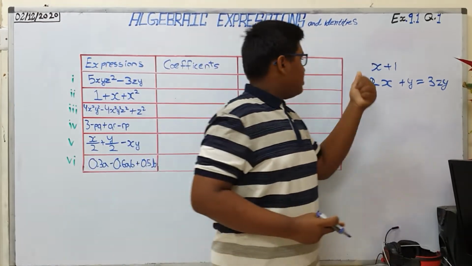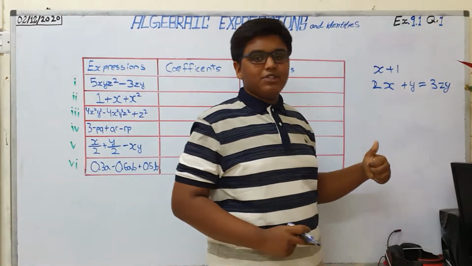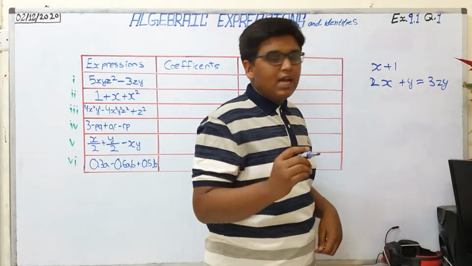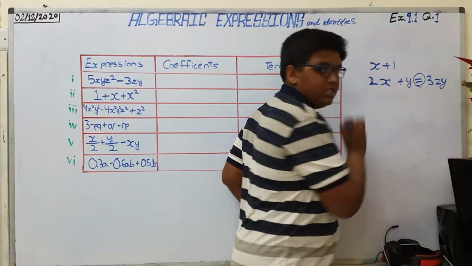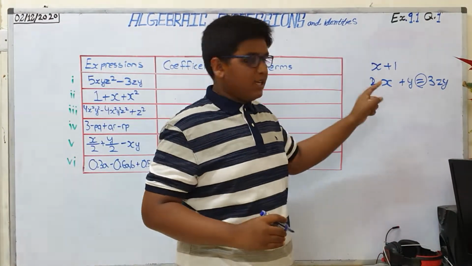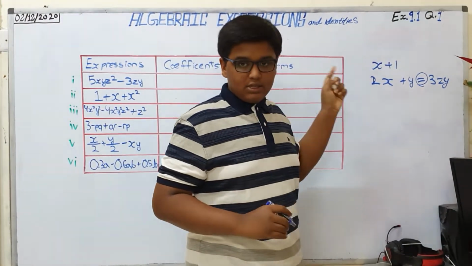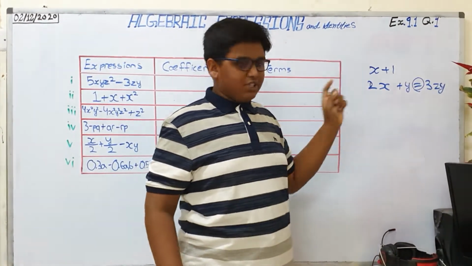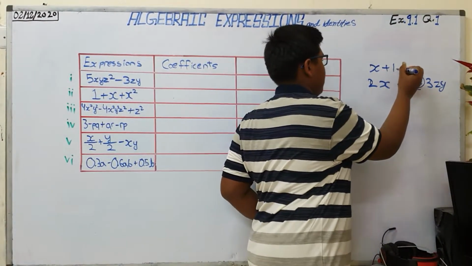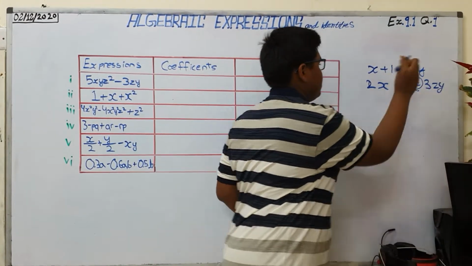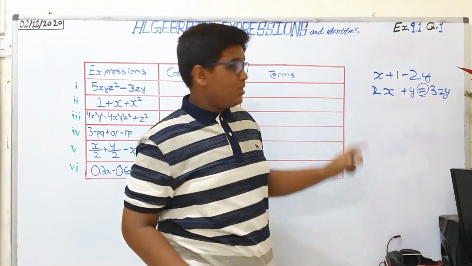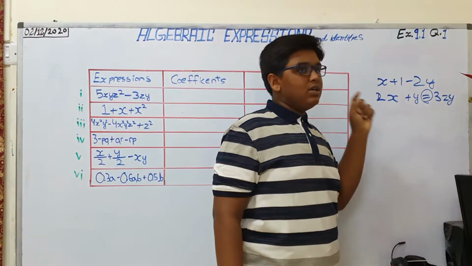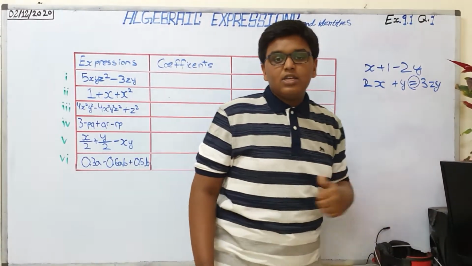Now this also is an expression, and equations are similar, but what is the difference between them? An equation has an equal to sign in it. A statement which has an equal to sign is called an equation, and a thing which doesn't, like minus 2y, is called an expression. So the things with the equal to sign are called equations, and the things without it are called expressions.